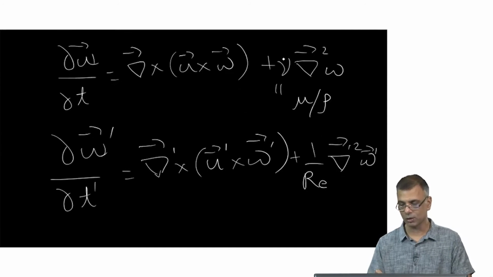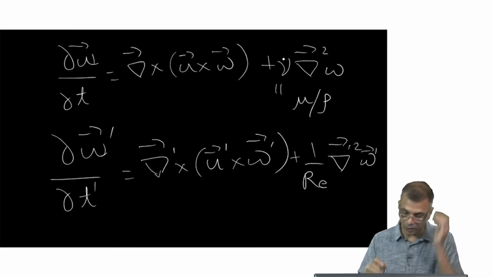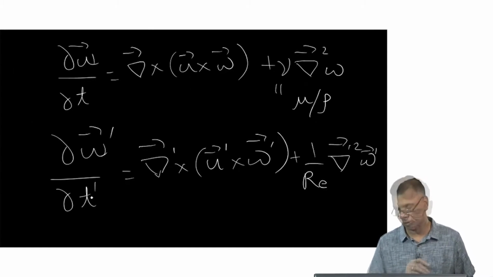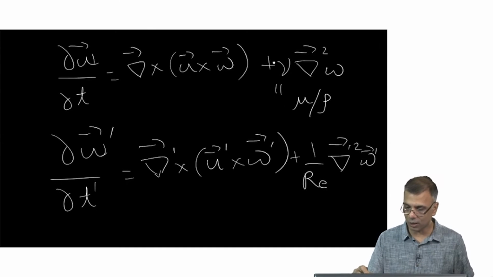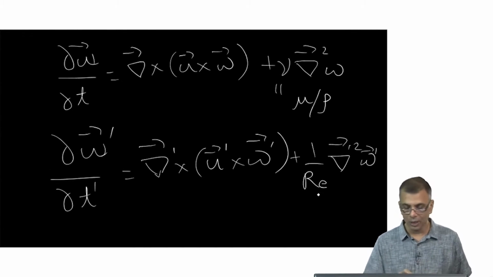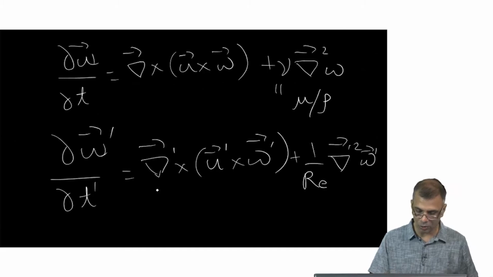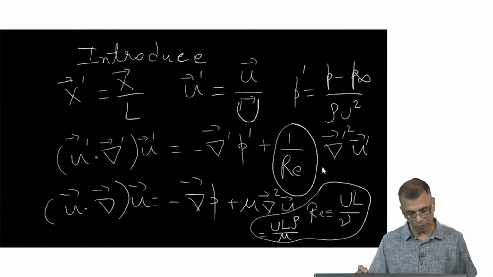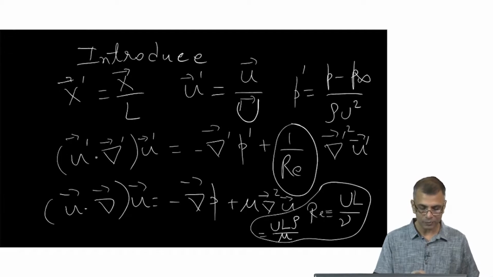That's what the nu is, right? So compare this with this, and so you've got the primes appearing everywhere, including the time, and you've got the coefficient of viscosity being replaced by 1 over Re, right? So look at this, and also look at this. Look at this, very, very similar, right?